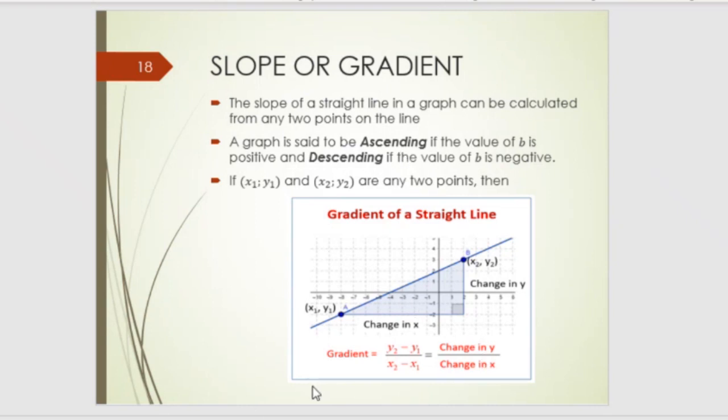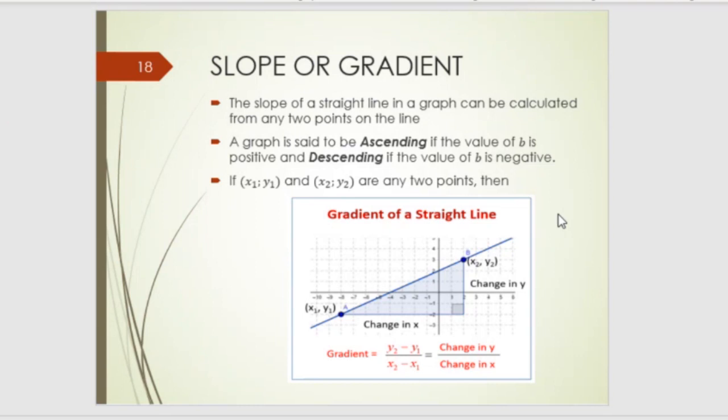I'm going to recap the slope or gradient of the straight line graph. I know that I've covered this during our last lesson. So, starting with the slope or gradient: the slope of a straight line in a graph can be calculated from any two points that are selected on that line.